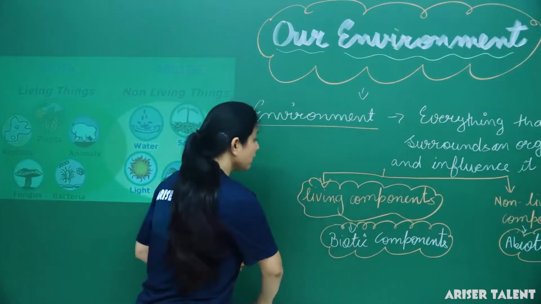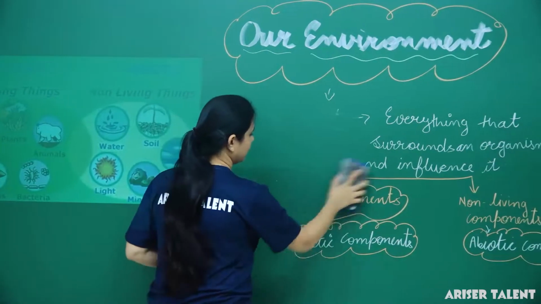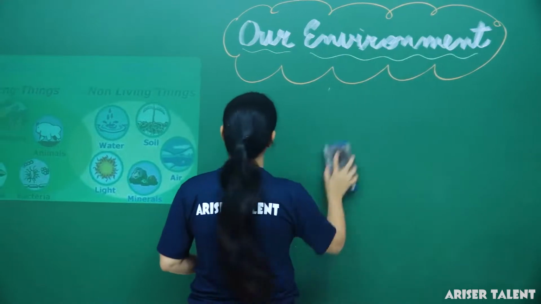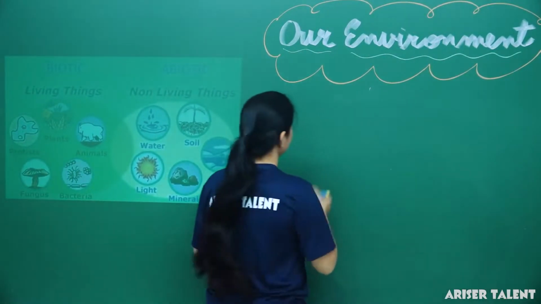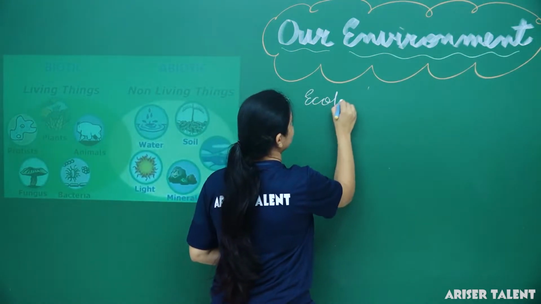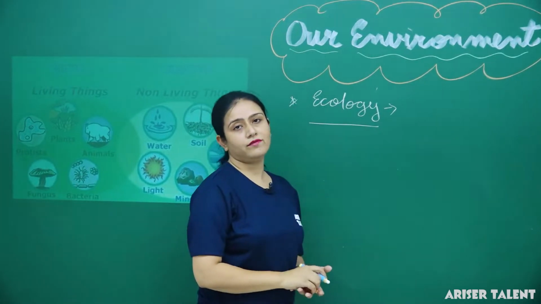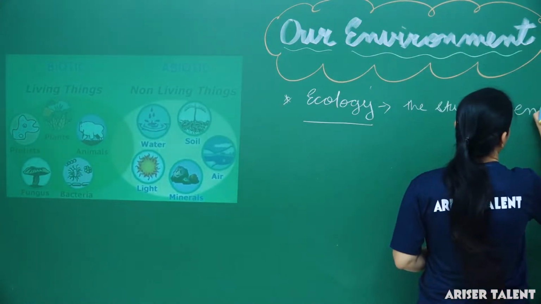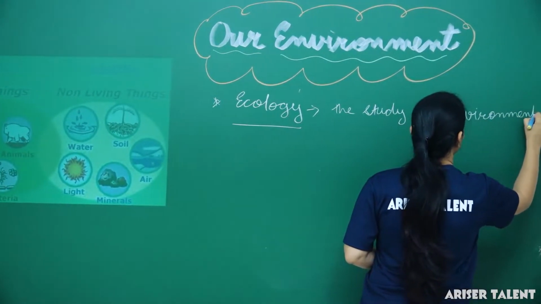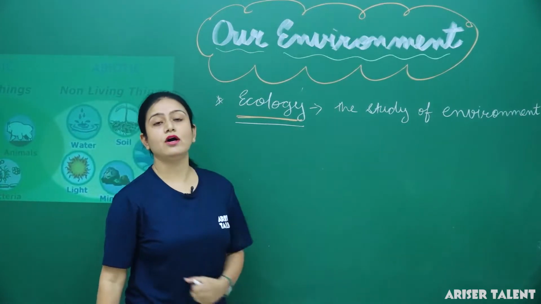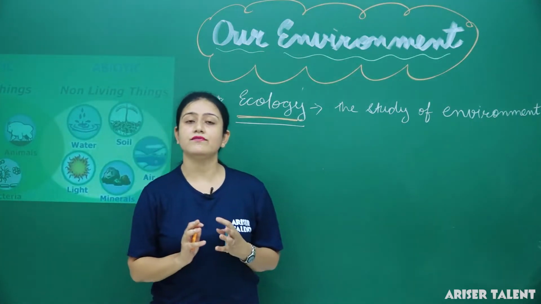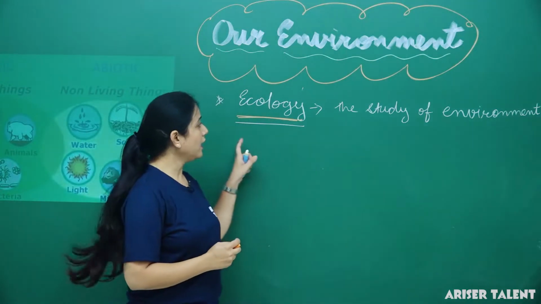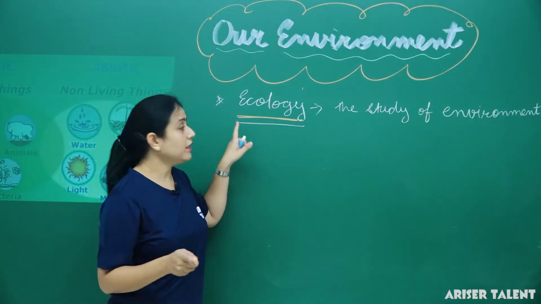Now we will talk about the study of environment. Here we studied what is environment, and the study of environment is known as ecology. So the next point is ecology. What is ecology? The study of environment is known as ecology, meaning whatever biotic and abiotic factors are present in the environment cooperate with each other and are influenced by each other, and the study of those factors is known as ecology.